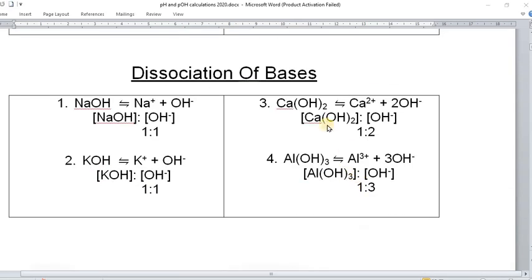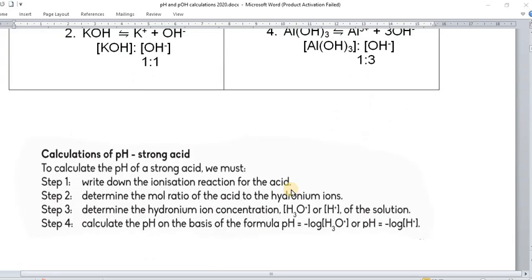Okay. If you now come to the bases, we do the same thing in order to look at the compound and the hydroxide ion. For sodium hydroxide, it is 1:1. For potassium hydroxide, it's also 1:1. For calcium hydroxide, it is 1:2. And for aluminium hydroxide, it's 1:3. You need to understand this one before you can do very well in this area.